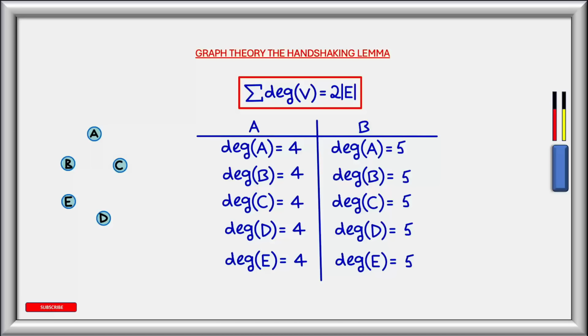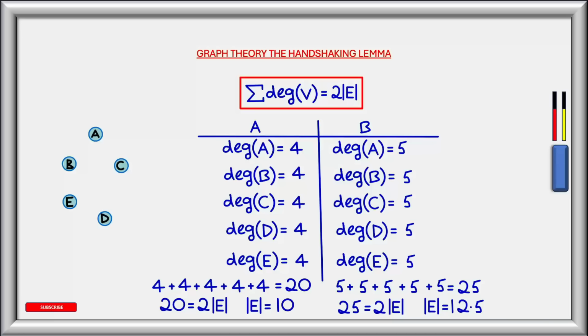In this third problem, we have two graphs, A and B. Each graph has 5 vertices. And in graph A, each of the vertices has a degree of 4. And in graph B, each of the vertices has a degree of 5. The question is, which of these graphs is impossible to draw and why? And if you want to play along, pause the video now. But let's first see if they pass the handshaking lemma.